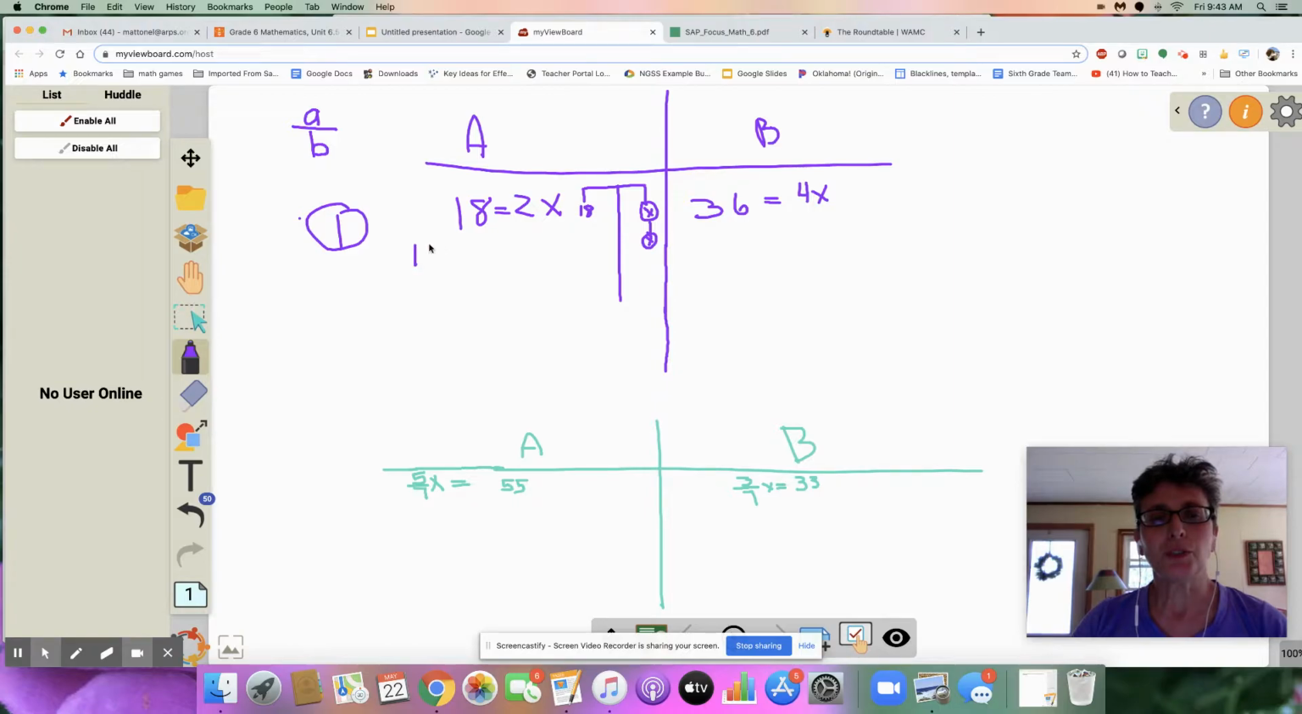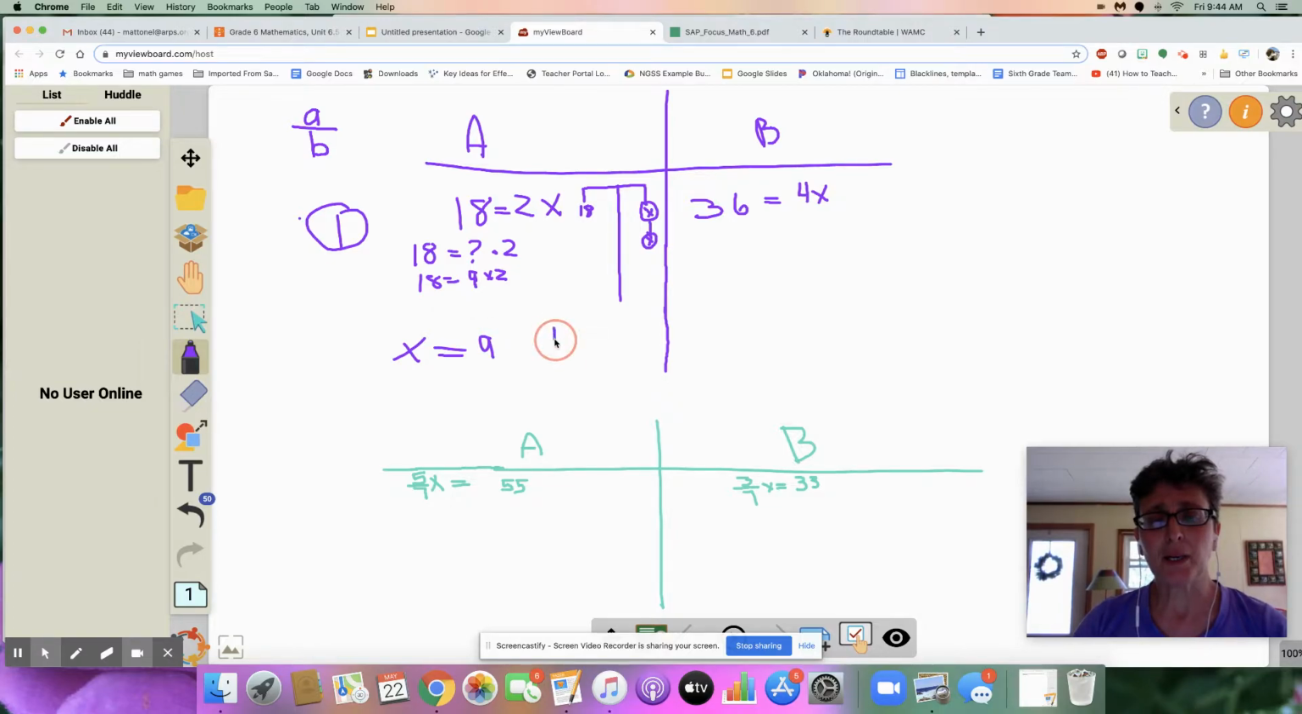So you could do the 18 equals something times 2. And so I do know that 18 equals 9 times 2. Oh, I had a missing factor, and I found it that way. So, I'm pretty sure x equals 9. But I can also find it by dividing.